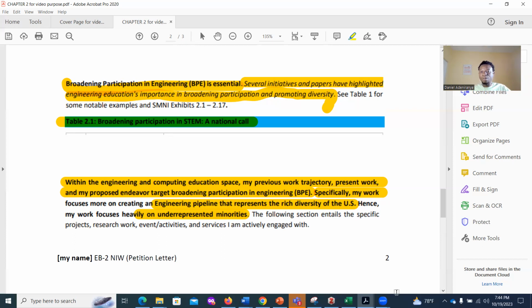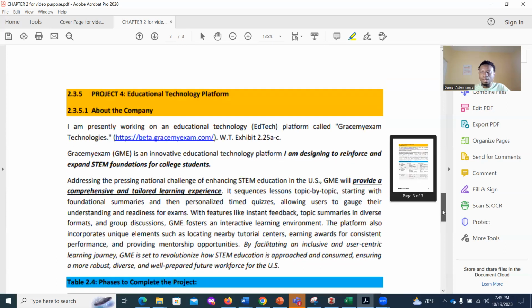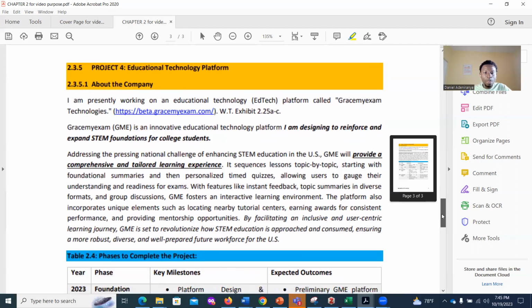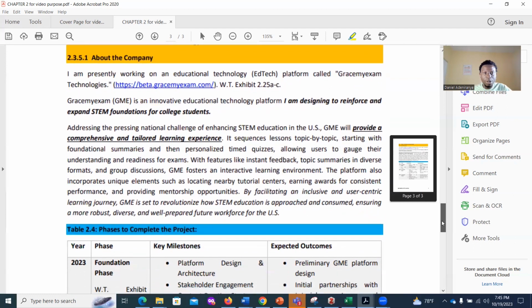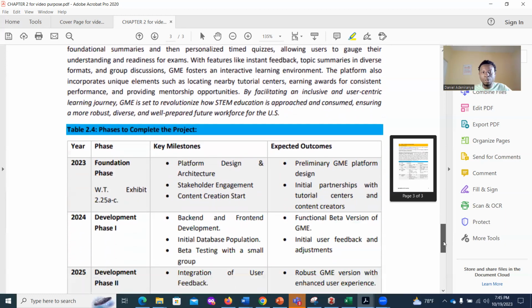So for every project this person listed, for every work this person listed, the person tried to tie it to how it is of substantial merit and how it is of national importance. So again, think creatively. This is just a guide for you, and try to craft yours innovatively. Well, this is just one of the projects the person presented about a complaint. So again, I want to tell you something there.